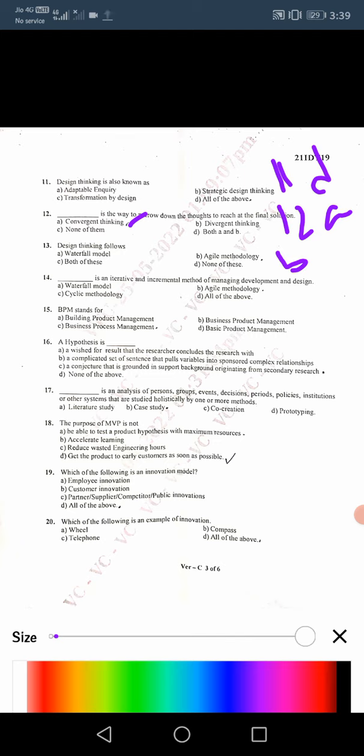14, dash is an iterative and incremental method of managing development and design. Again, it is agile. All the questions are from the model question paper. As I discussed in the 3 videos yesterday, the same questions came in the exam. 15, BPM stands for business process management. It is C. 16, a hypothesis is a wish for the result, a complicated set of sentences, a conjecture that is grounded in supporting background originating from secondary research. For 16, the answer is C.